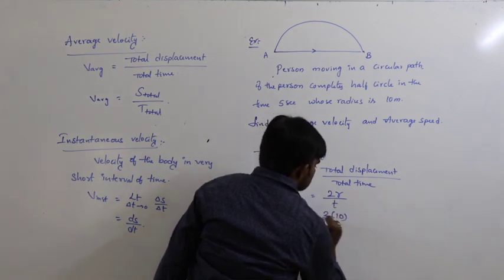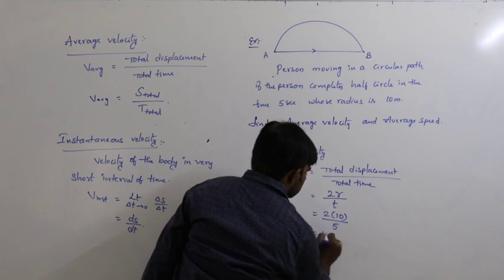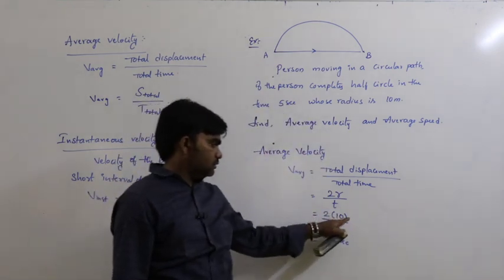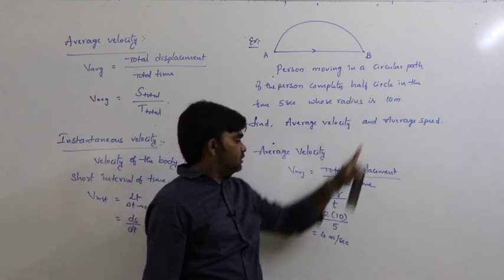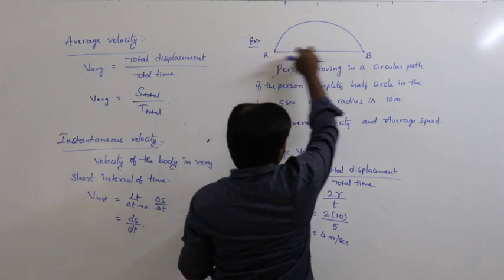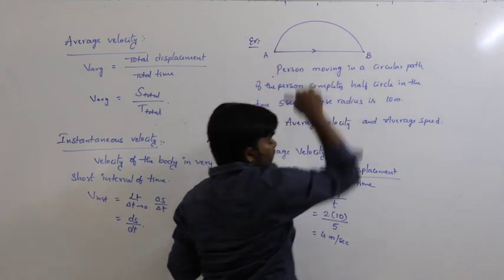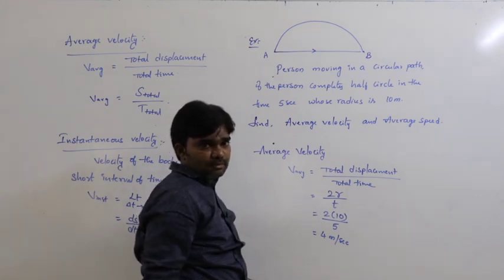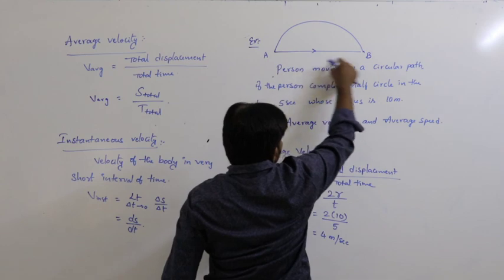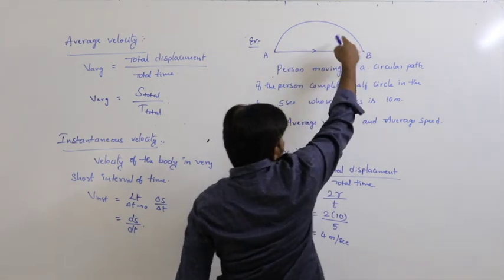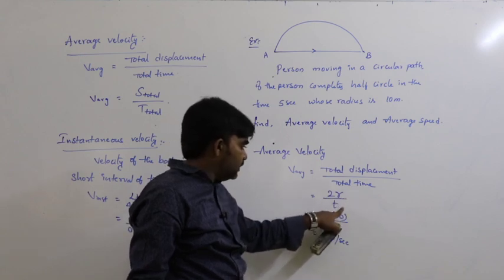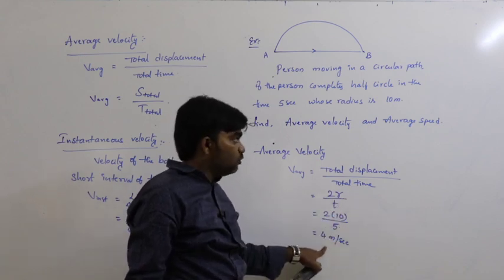The radius is given as 10, the time is 5. 2 into 10, because the radius is given as 10, in the time interval of 5 seconds. In the 5 seconds only, the person travels from A to B, whether it is the distance or the displacement, the time interval must be the same. So 2r by t, 2 into 10 by 5, that is 4 meters per second.